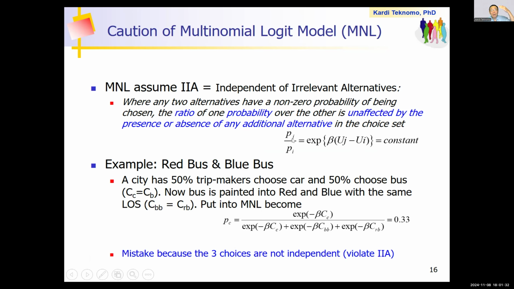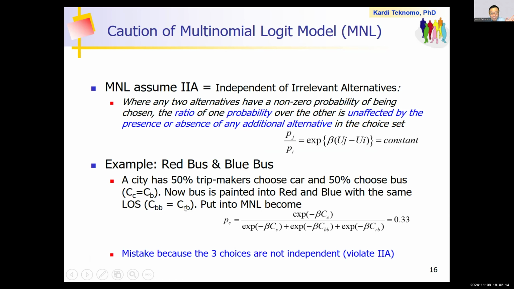So when you say bus and car and train, they are independent. But when you start to put in alternatives that are actually dependent, for example, red bus and blue bus. Say in a city 50% of trip makers choose a car, and 50% choose a bus. So between car and bus, it is supposed to be 50%, 50%. Now the bus is painted into red and blue, with the same value. So in this case, the blue bus and the red bus are also the same.